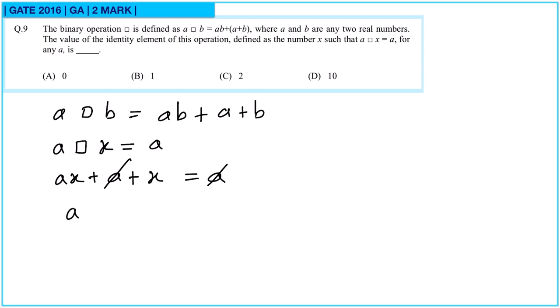That means A in bracket, A plus 1 in bracket X, this should be equal to 0. Now A is any random number, so it cannot be 0. This implies X should be 0. So option A is correct.